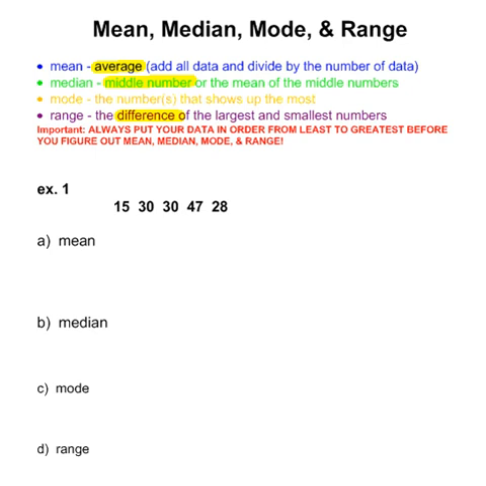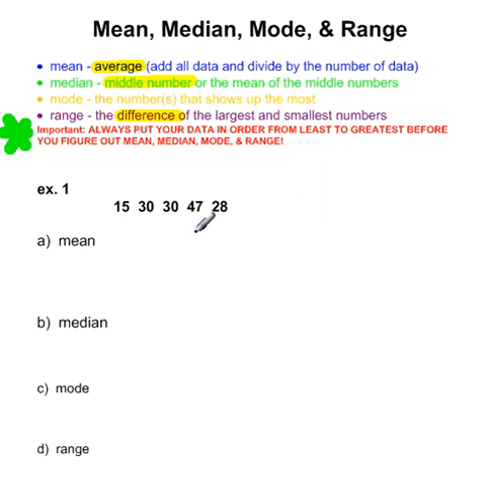One thing I do want to point out is that we are always going to have to put our data set in order. This little sentence here in red is very, very important. It's always a good idea to put your data in order from least to greatest before we even figure out what our mean, median, mode, and range are.